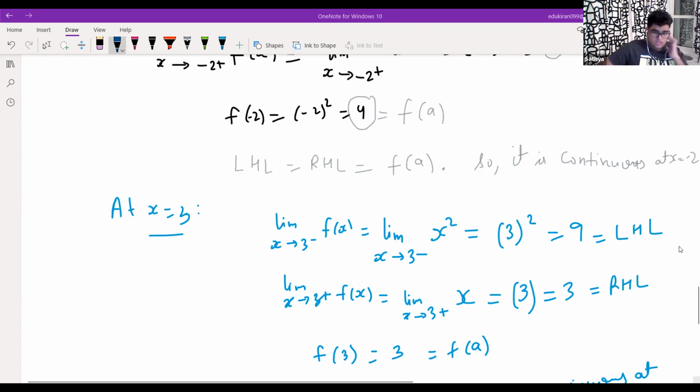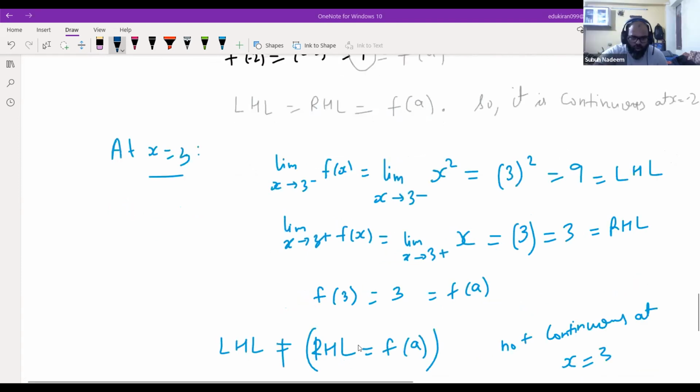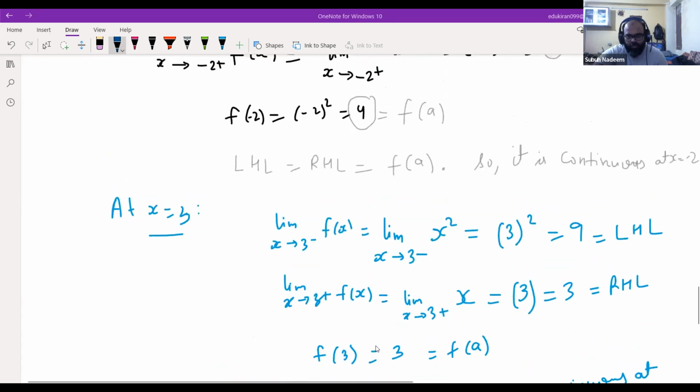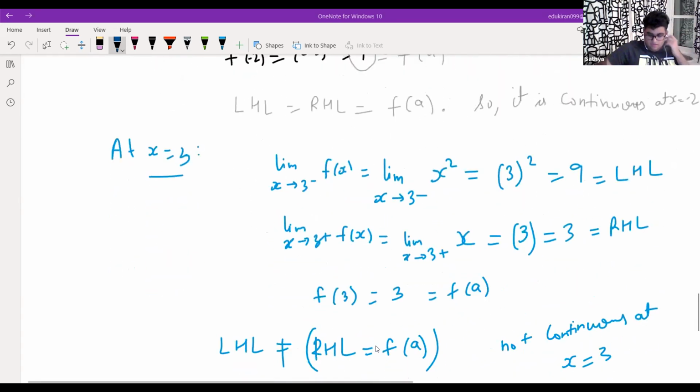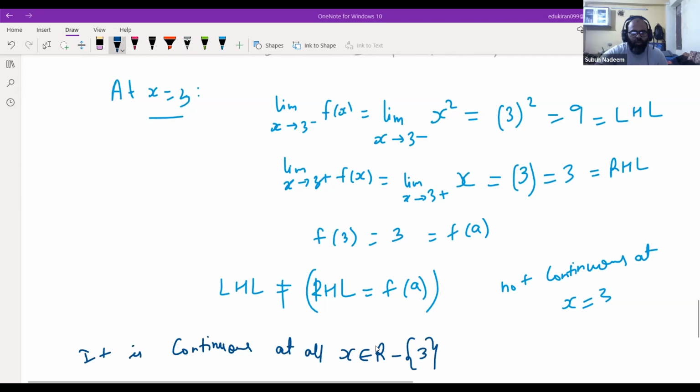So how is the LHL equal to RHL in this one? Isn't it 9 equals 3? So they're not equal, right? LHL is not equal to RHL. Okay, I've written here. LHL is not equal to RHL. RHL is equal to the value of the function at a. That is why it is not continuous.